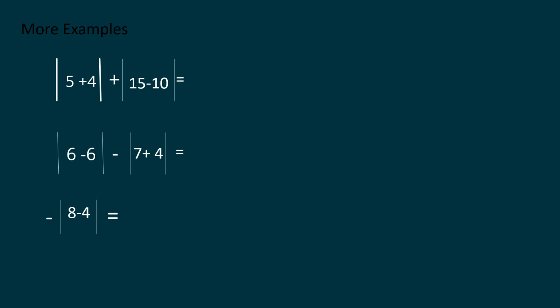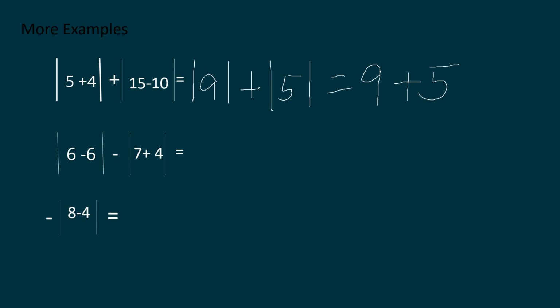Now let's have more examples here. Look at this one. Absolute value of 5 plus 4 plus the absolute value of 15 minus 10. So first is perform first whatever the operation inside, that is 9, plus 15 minus 10, that is 5. Absolute value of 9 is 9. Absolute value of 5 is 5. So the answer is 14. So yun ang sagot natin.